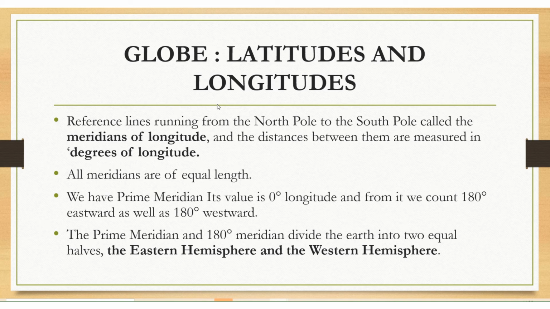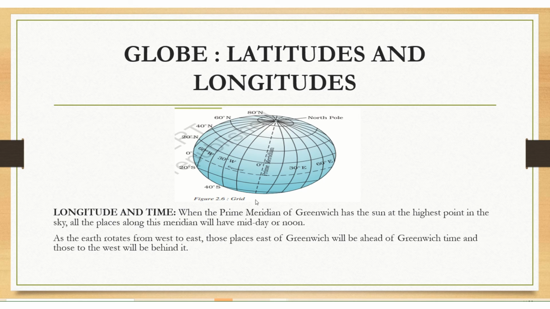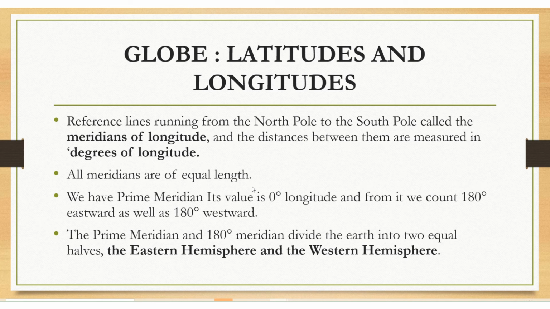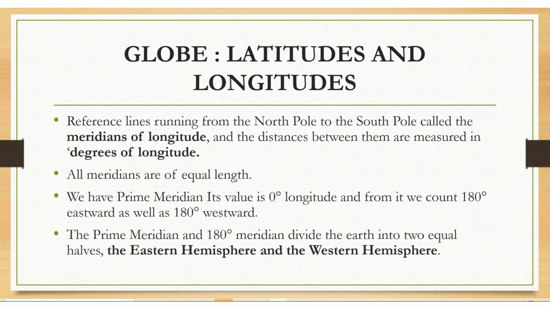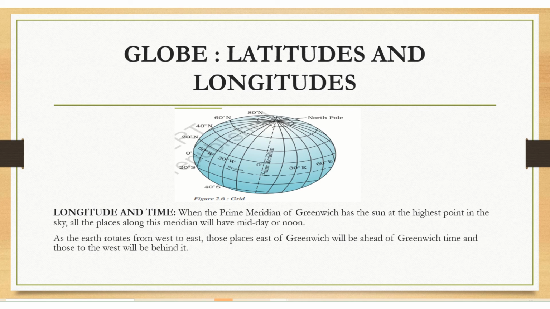Reference lines running from the North Pole to the South Pole are called meridians of longitude. See here, the lines running from the South Pole to the North Pole are called longitudes. The distance between them is measured in degrees of longitude, the same as with latitudes. All the meridians are of equal length, because all meridians run from the North Pole to the South Pole.